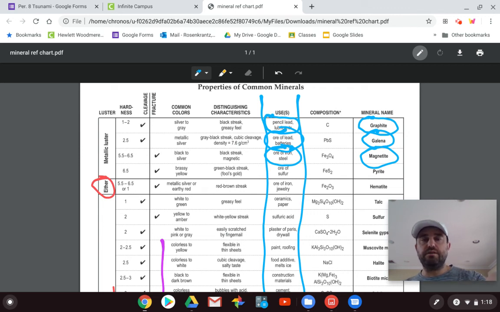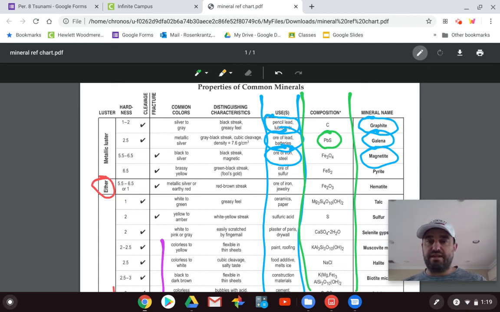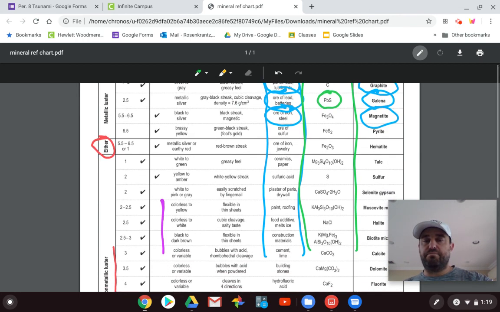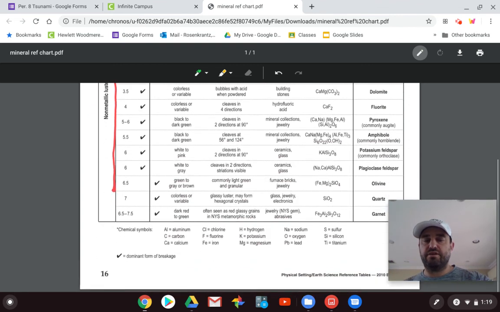Okay? And the next column is composition. So right here. So what elements are in these minerals? So Pb and S, that's lead and sulfur. Pb is lead. I don't expect you to memorize that. If you go to the bottom of this page, they give you the chemical symbols, and you would find lead right here. Okay?